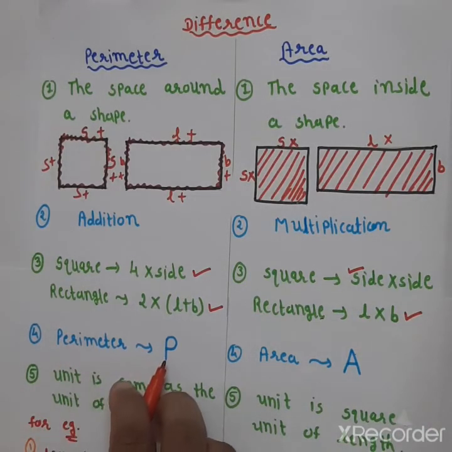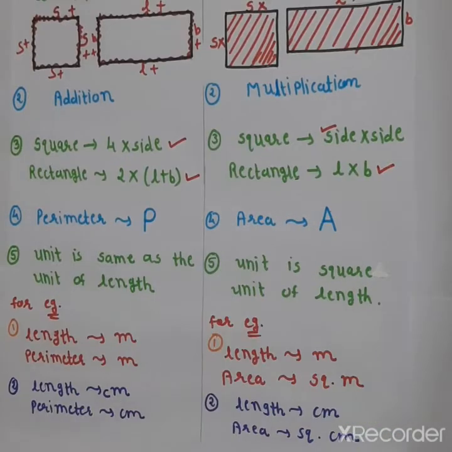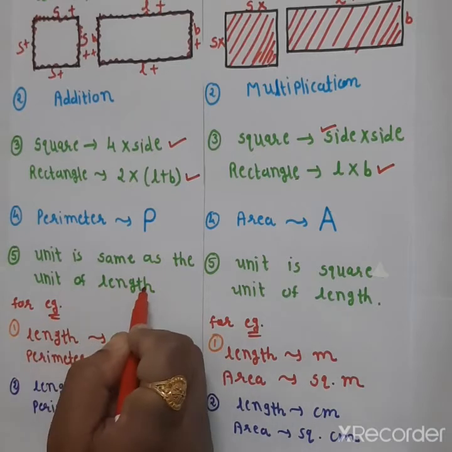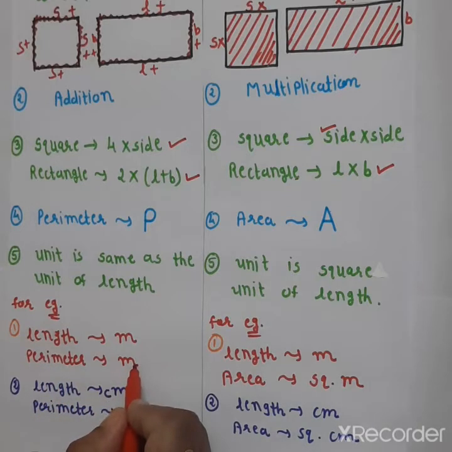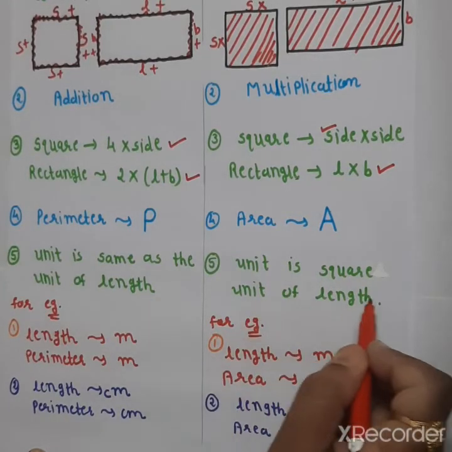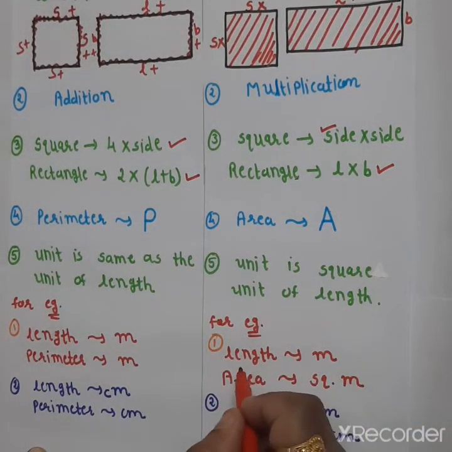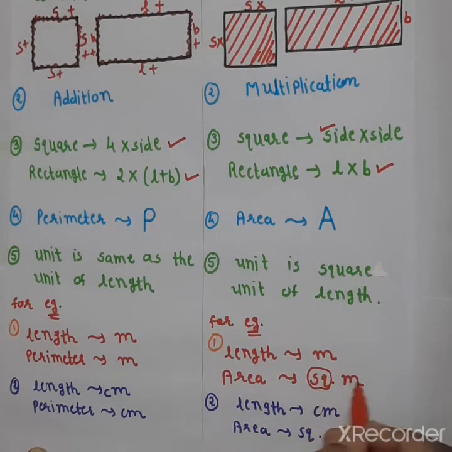Perimeter is denoted by capital P and area is denoted by capital A. The unit is the same as the unit of length. For example, if the length is given in meter, then the unit of the perimeter will be meter only, and if the unit of length is centimeter, then the unit of perimeter will be centimeter. In area, the unit is the square unit of length. That means if length is given in meter, then the unit of area will be square meter. And if the length is in centimeter, then the unit of area will be square centimeter.